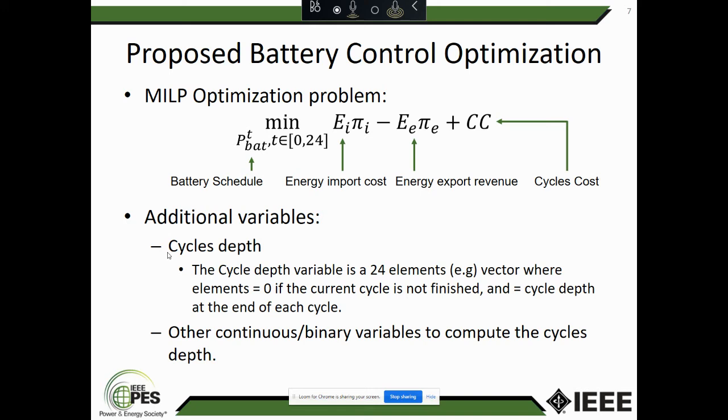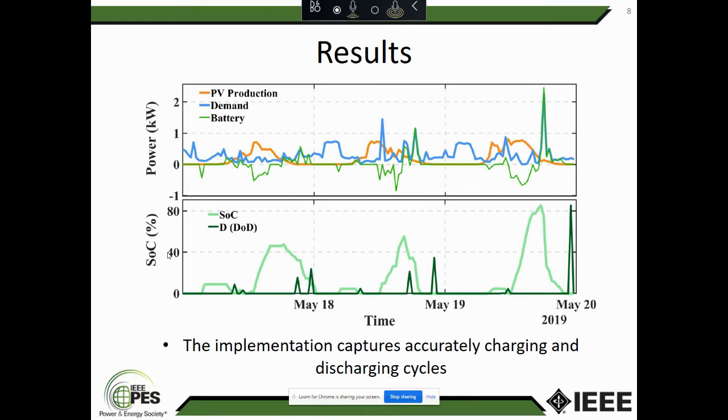So there are other continuous and binary variables to compute this cycle depth variable, and everything is in the paper. So refer to the paper if you want to have a look at how it's expressed. So in terms of results, we see here on the top graph we have the demand in blue. This is the time on the x-axis.